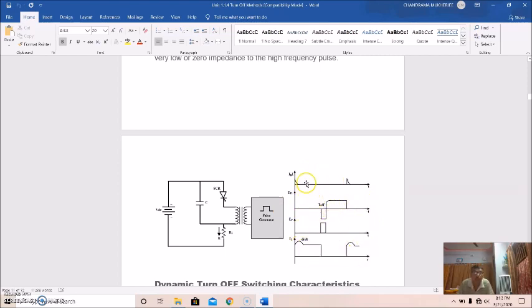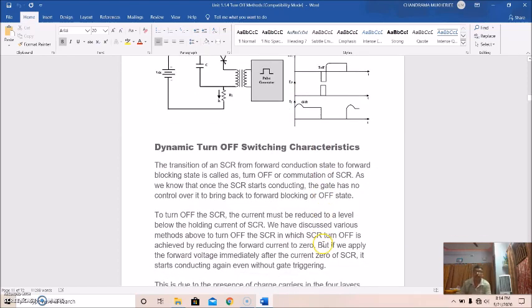This is your gate pulse form. This is, say, the thyristor voltage, the primary voltage which is supplied by the pulse transformer, and this is the thyristor current. So that's all about this. Now quickly we'll go to the dynamic or switching characteristics during turn off.